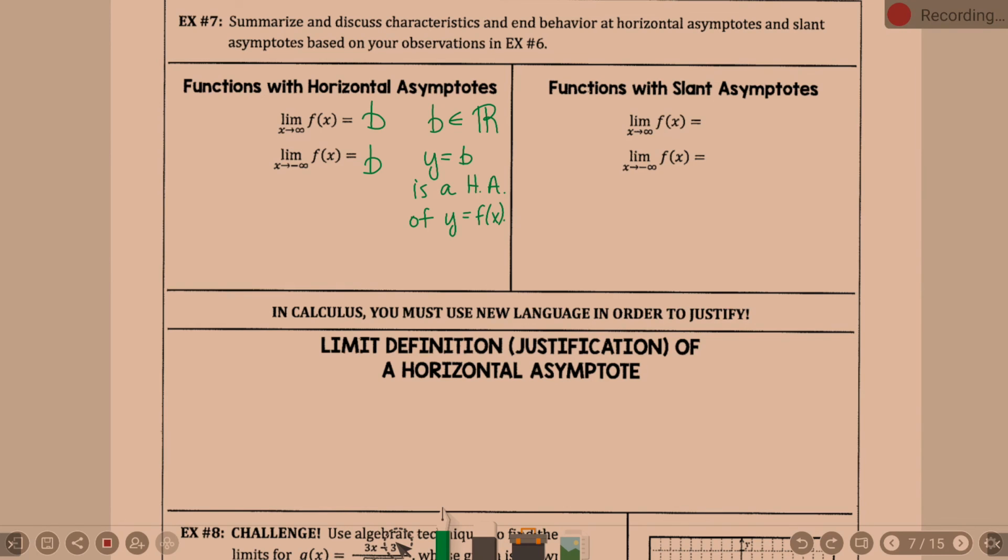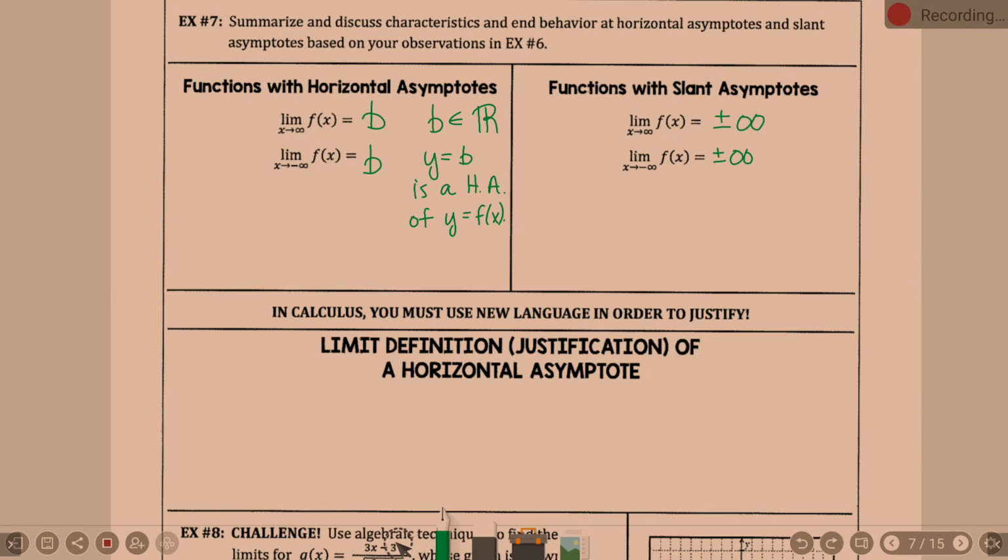Functions with slant asymptotes. As x approaches infinity or negative infinity, what's that answer going to be? Infinity or negative infinity, depending on which slant we have, a positive or negative slant. I'm going to write it as plus or minus infinity because it's not going to be both. It's going to be one or the other. We just don't know which.